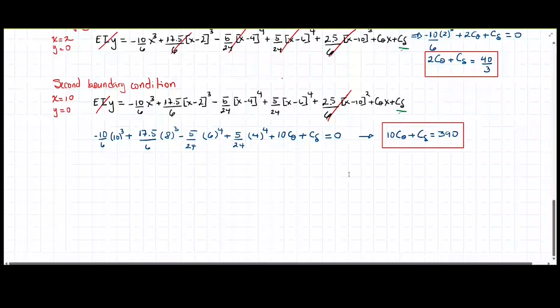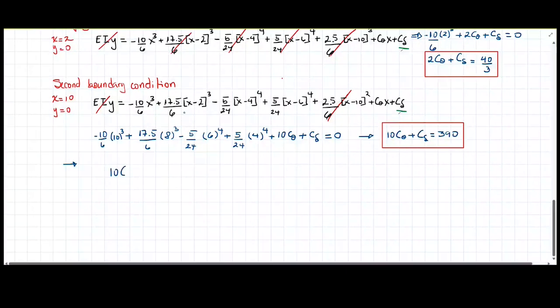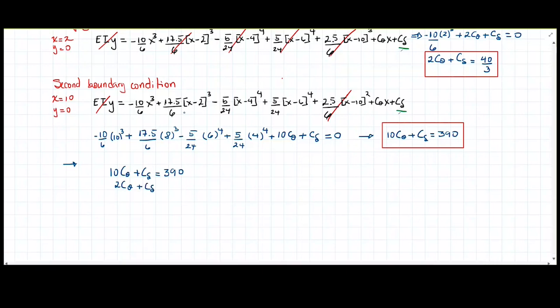Now, I have two equations, two unknowns, and we need to work with that. Then I'm going to bring it here. Let me rewrite it in a way that is better to see. It's going to be 10 C theta plus C sigma equal to 390. And then I'm going to have 2 C theta plus C sigma equal to 40 divided by 3. That's 13.33.